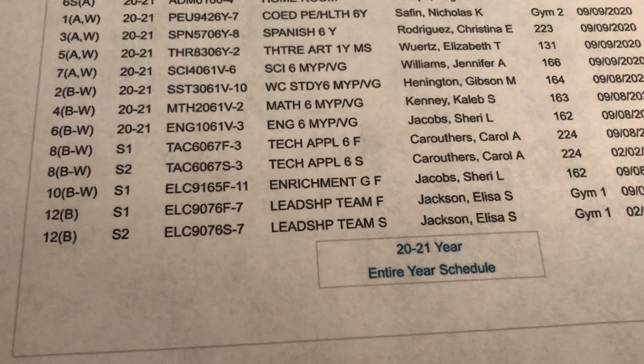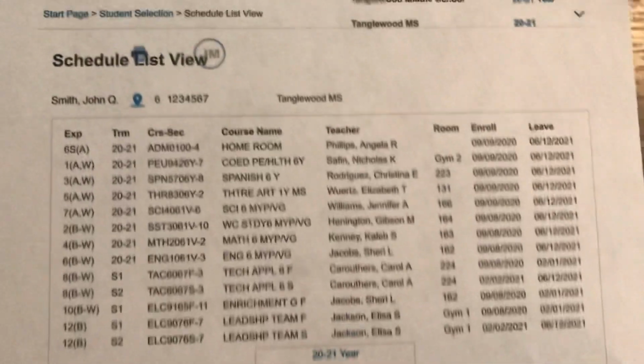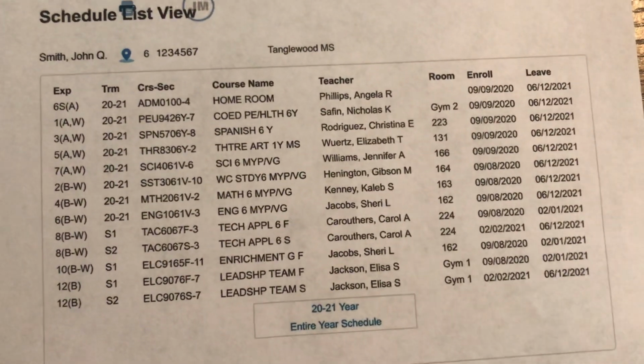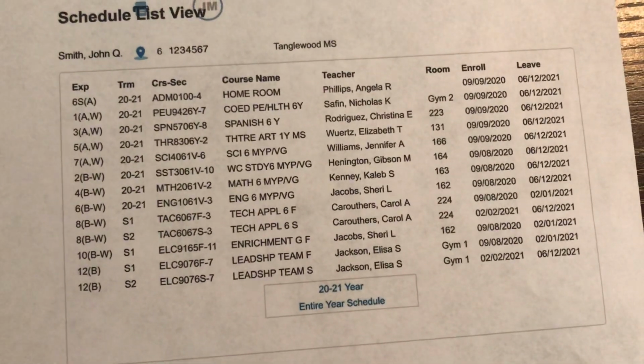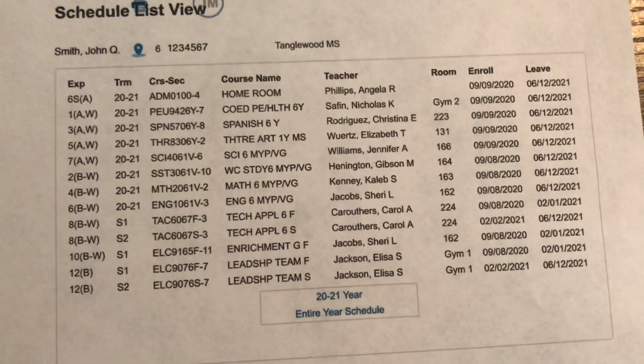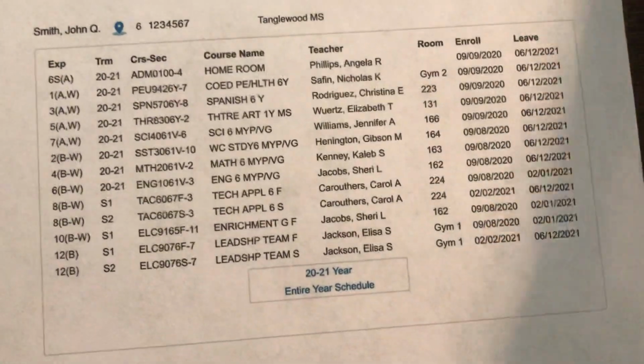Okay, let's take a look at your schedule. This is just a sample one, but you will have yours in front of you. If you do not have yours, you can go to the Tanglewood website and there is a link on there to find your personal schedule. But let's go ahead and figure out how to read this thing.